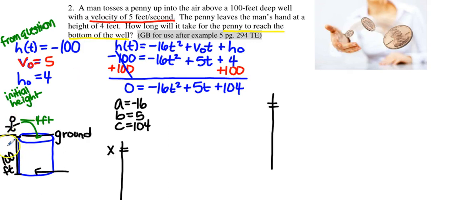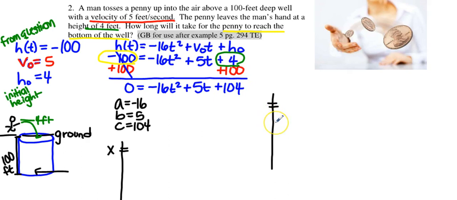The bottom of the well is 100 feet below ground, which is where this negative 100 came from. H of t always comes from the question being asked. And then the initial height over here, it says that the penny leaves the man's hand at a height of 4 feet. So here he is above the well, tossing it up, and it leaves his hand at 4 feet. So that's where this initial value of 4 came from.